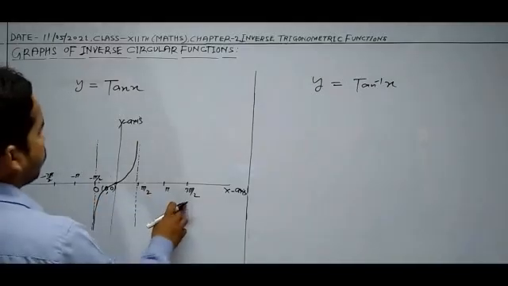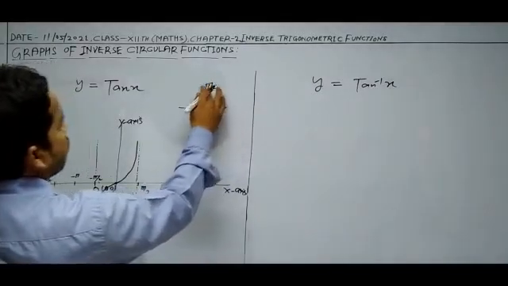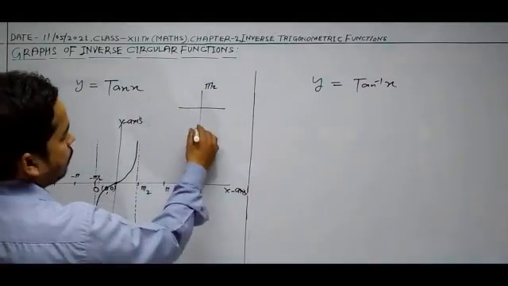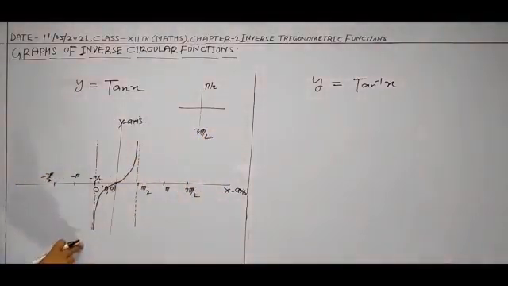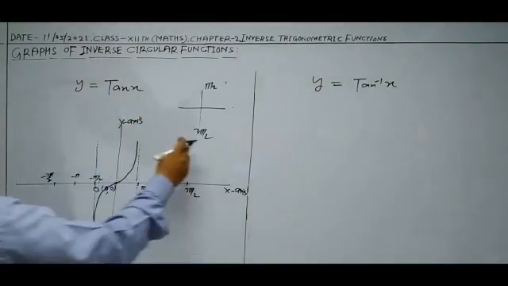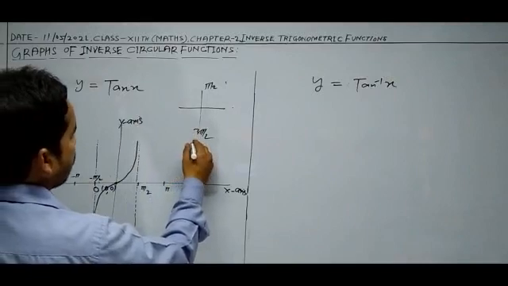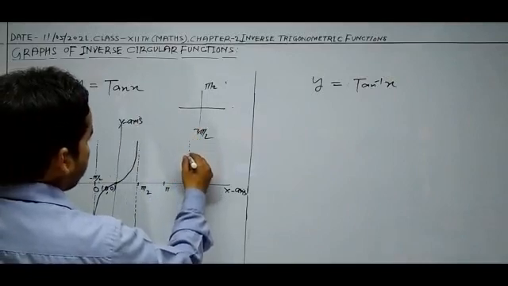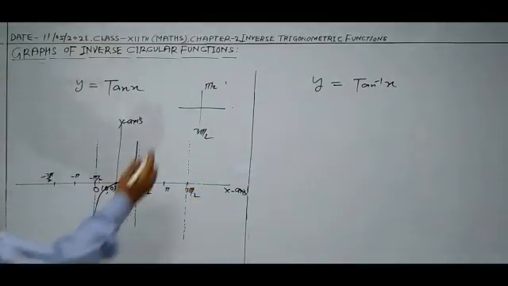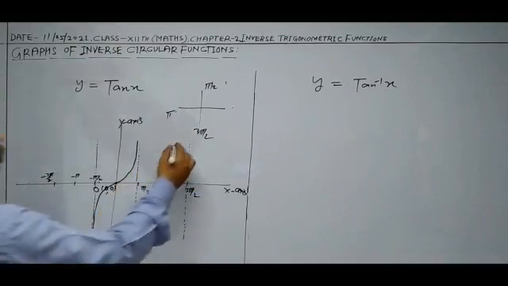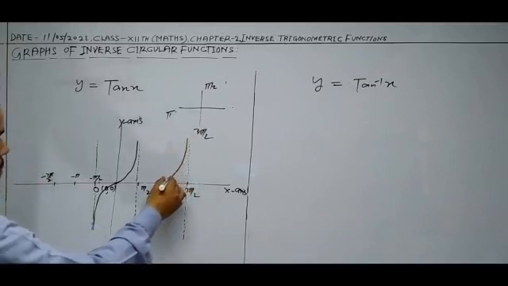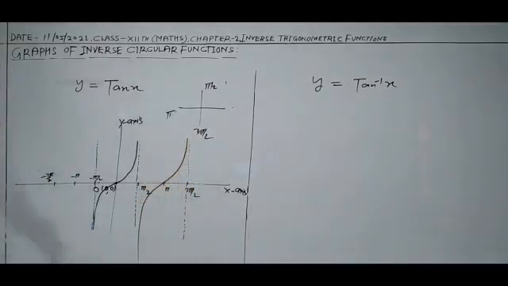Similarly, for multiples of pi by 2, because tan 90 value is infinity, pi by 2, 2 pi by 2 means pi, 3 pi by 2, the result is minus infinity, 4 pi by 2, 5 pi by 2. So at 3 pi by 2 the result is also infinity, means minus infinity. So for multiples of pi by 2, you draw lines parallel to the y axis, and the tan pi value is 0. So the graph will be like this.